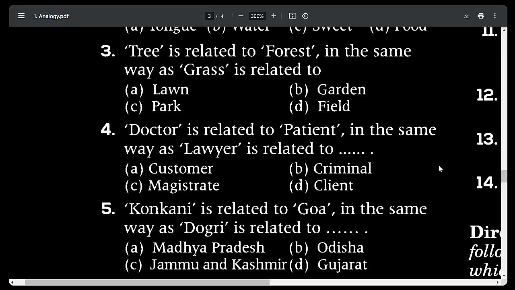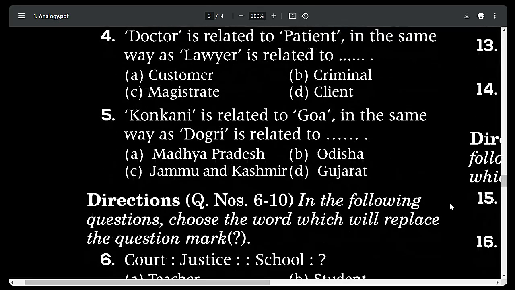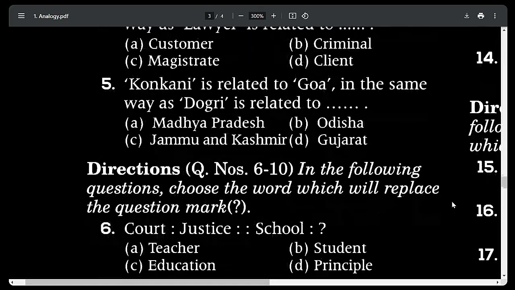Konkani is not a capital. Konkani is the name of the language. Konkani is spoken in the state of Goa, and Dogri is spoken in the state of Jammu and Kashmir. Shanai, very good. Correct answer. Answer is C. Next, 6 to 10. In the following questions, choose a word which will replace the question mark. Court is to justice as school is to dash.